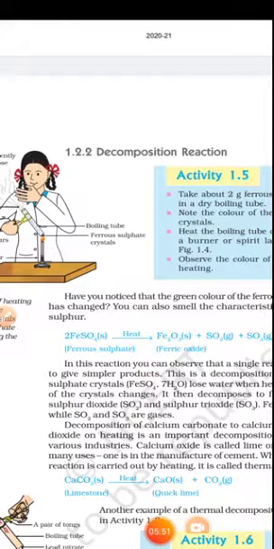Now, the second reaction is decomposition. The reaction name is derived from decompose, meaning anything is going to be decomposed. It means there is a single reactant. It will break down into simpler products. Okay.